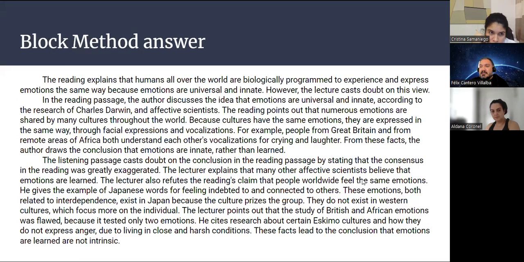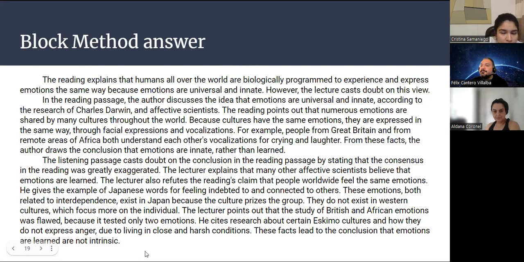So do I have an answer here? So here will be the block method answer. This part, the first paragraph, is exactly the same as before. And the reading passage is short compared to the listening, right? Aldana, maybe can you read the... no, it's Christina's time to read now. Read the listening passage block, please.